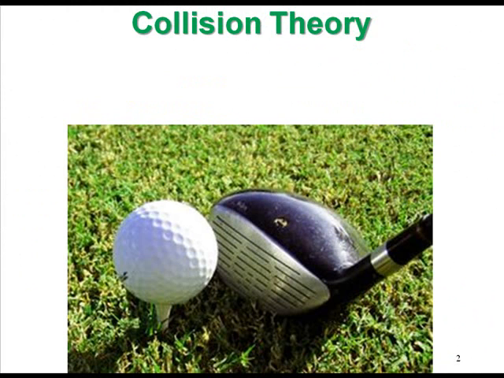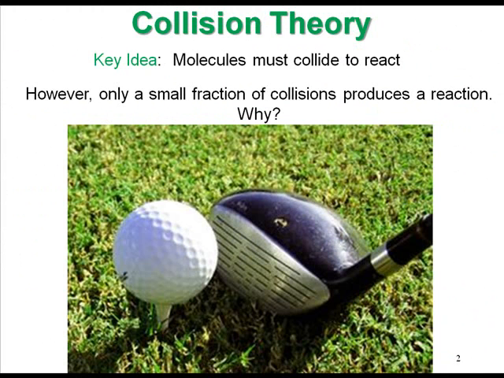Now, collision theory states that molecules must have a collision physically in order to react. They cannot react with each other over a distance like gravity or a magnet. But what happens is that there's actually very few collisions that are successful. That's the bad news. The good news is that there are so many collisions happening between molecules in any given second that it makes up for the lack of success that actually takes place.